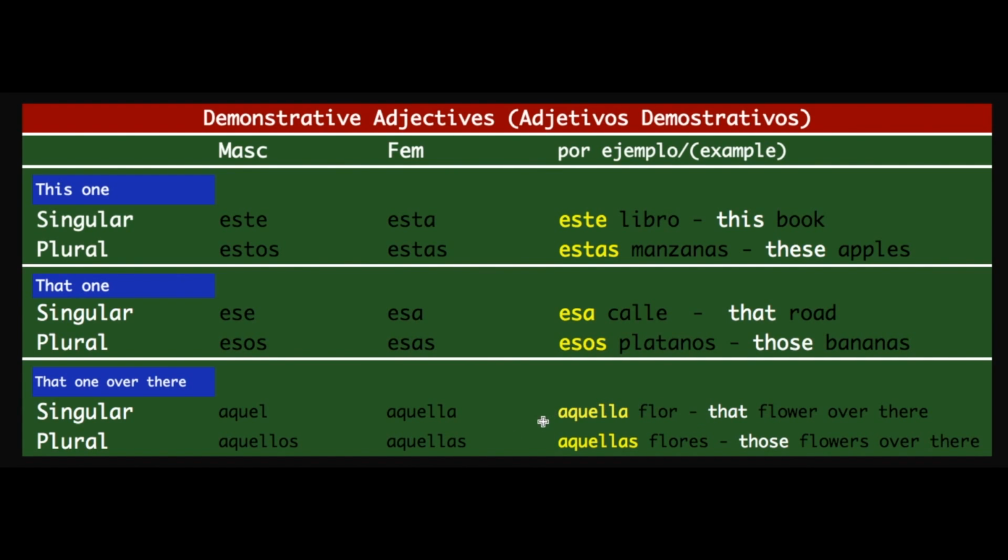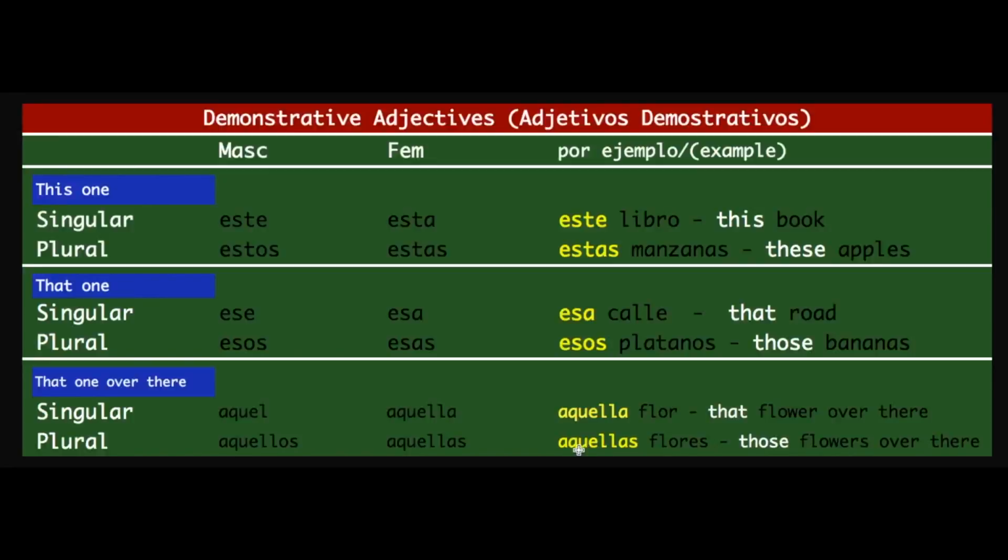Let's take some examples. Aquella flor means that flower over there. Now flor happens to be a feminine object and singular in this case, so aquella from here. Let's take the next example.